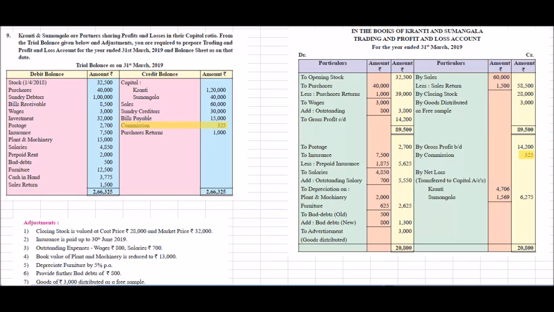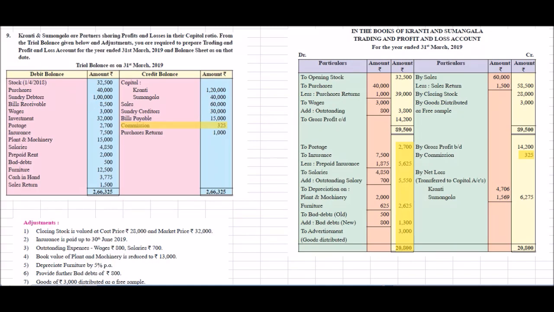So after passing the entries in the P&L account, we need to calculate the whole amounts of 2,700 rupees and 506.25 and 550, 5,550 rupees and 2,625 plus 1,300 plus 3,000, so its total amount is 20,800 rupees. So the debit side entry is more than the credit side entry, so that becomes a net loss for the business.